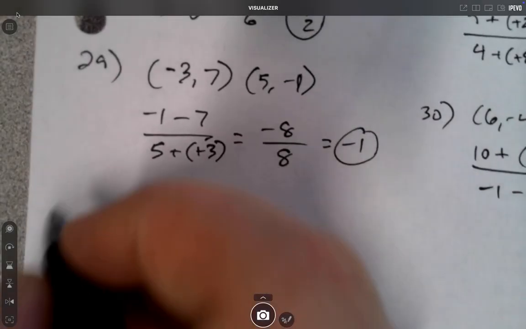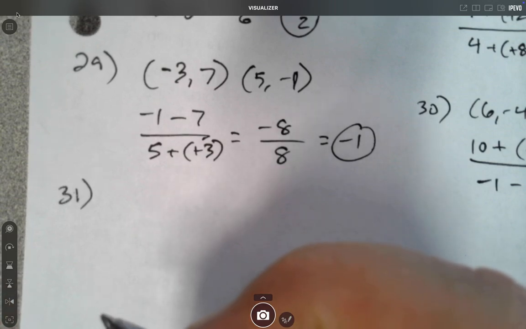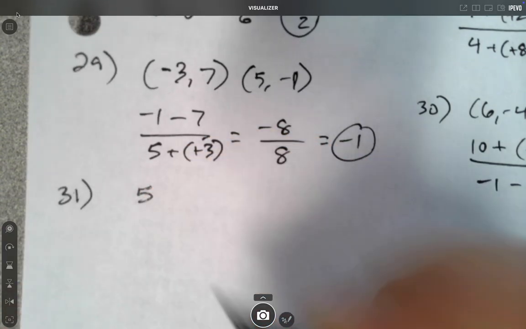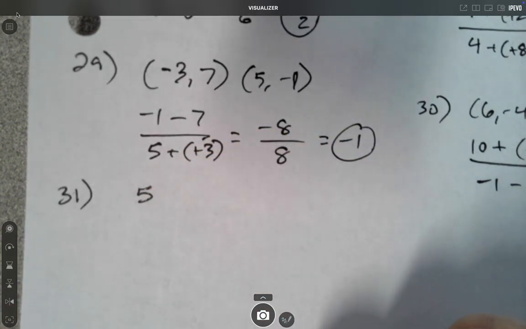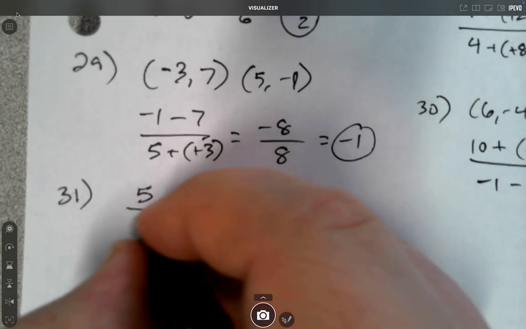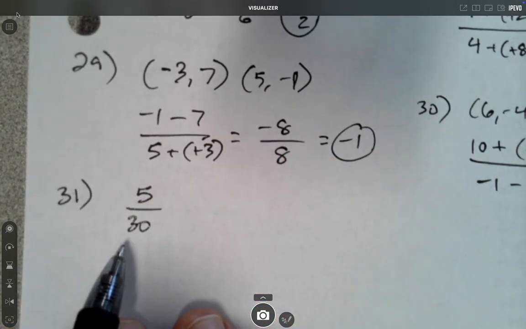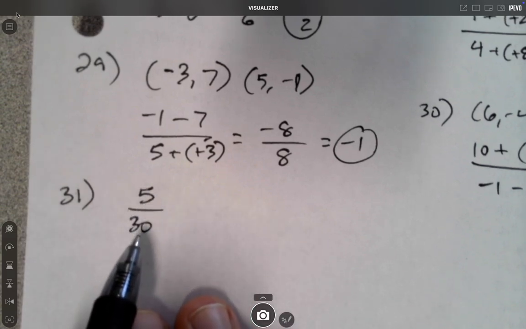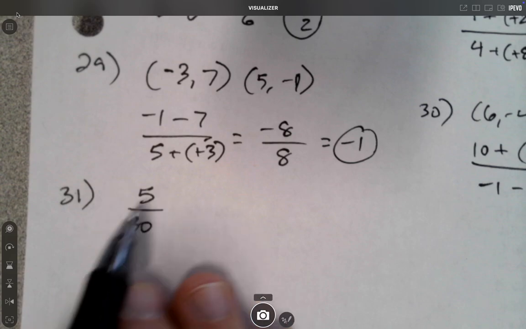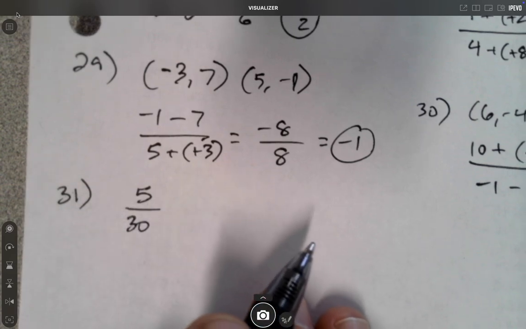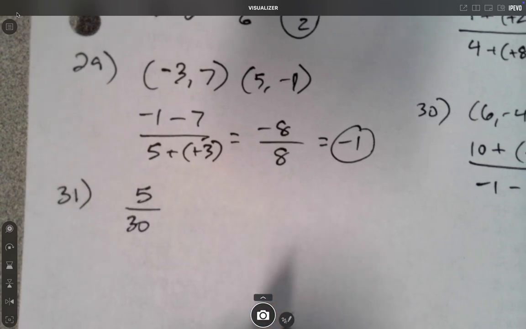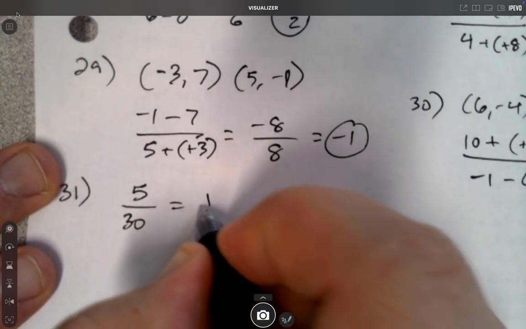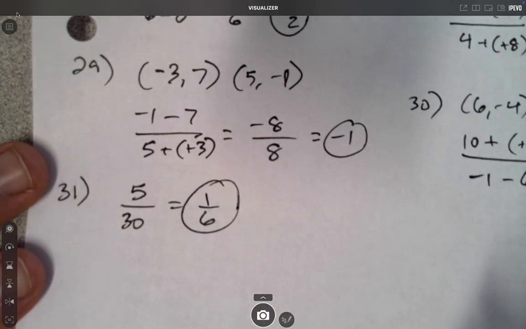Okay, 31, we're also figuring out a rate of change. It says a lizard is crawling up a hill that rises 5 feet for every horizontal, that'd be x, change of 30 feet. So every 30 feet of change horizontally, it goes 5 up. So I did rise over run. It's rising 5 feet as you run 30 feet horizontally. So the slope, we could reduce this and it would be 1 over 6.